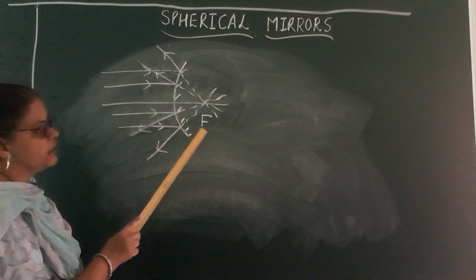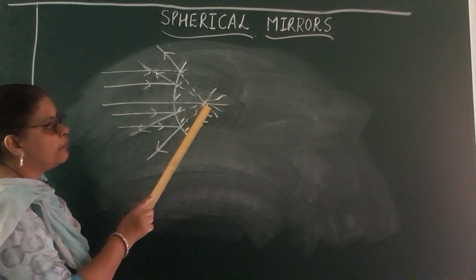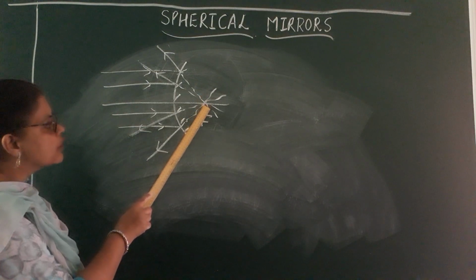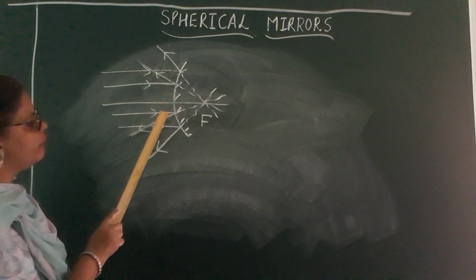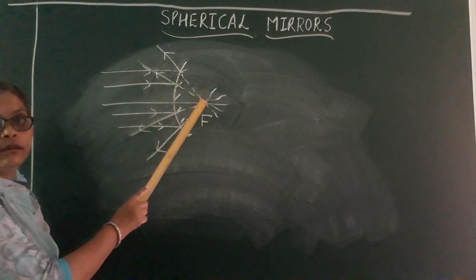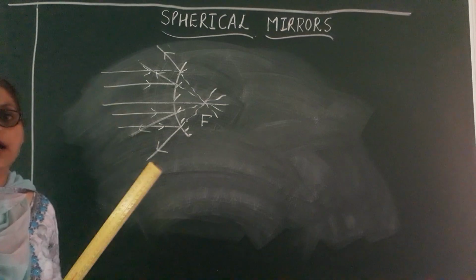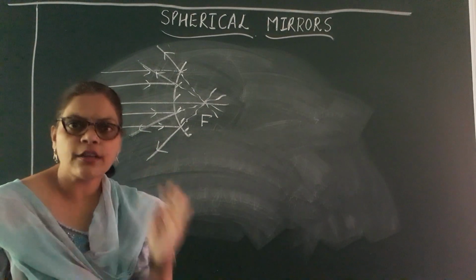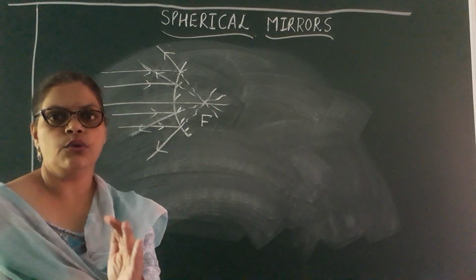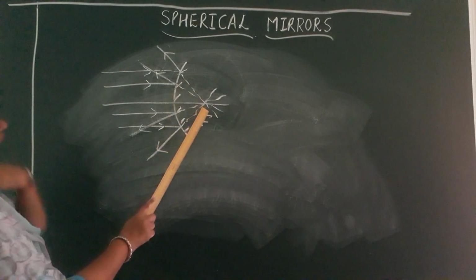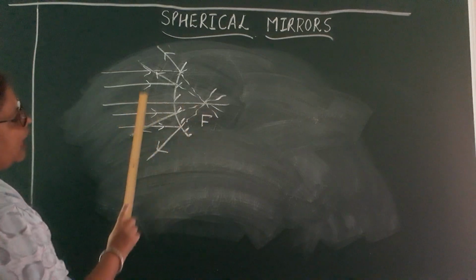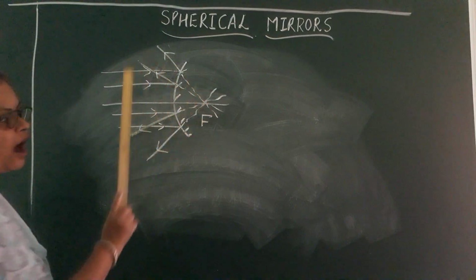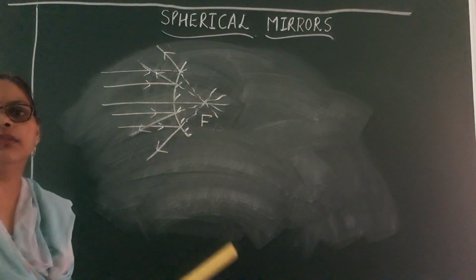Okay, now what is principal focus for convex? It is a point lying on the principal axis at which the parallel rays of light appear to meet. Remember, in convex we are using the words appear to meet. In concave we were saying they actually meet. That is the difference. Okay children? So we say it is a point lying on the principal axis at which the parallel rays of light appear to meet after reflection from the mirror.